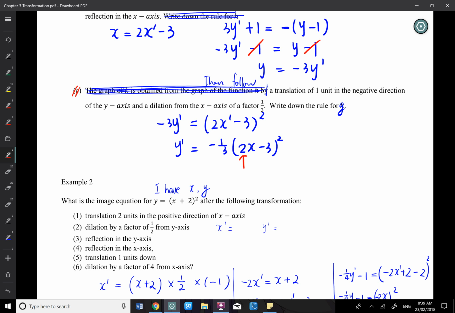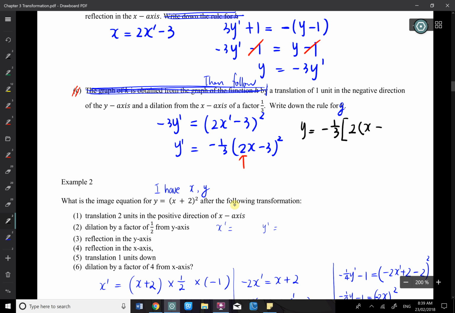So how can I get out this 2? Well, it's not really necessary, but I really want to say, because we have a similar question later, we need to know how to get out this 2. So if we want to take this 2 outside, let's have a look. I'll write here: y equals negative a third. Okay, do not do anything yet. Let's take 2 as a common factor from the inside. I have x minus 3 over 2 and then squared.